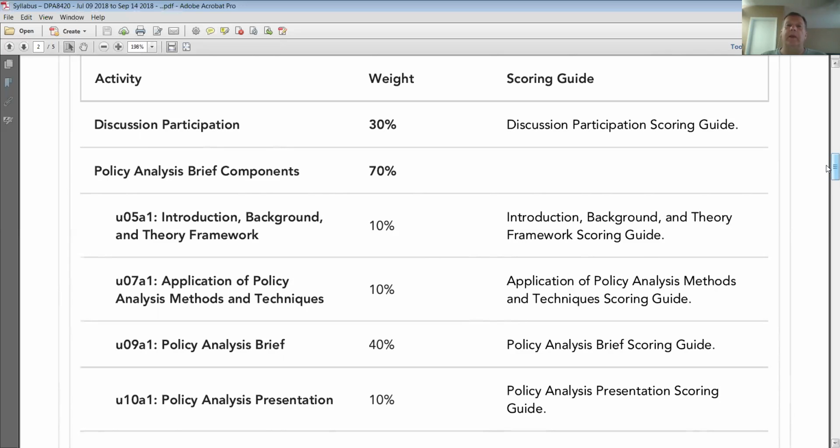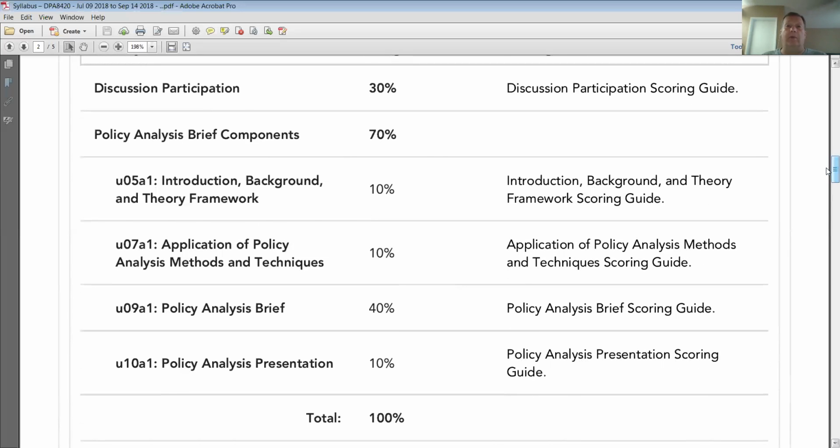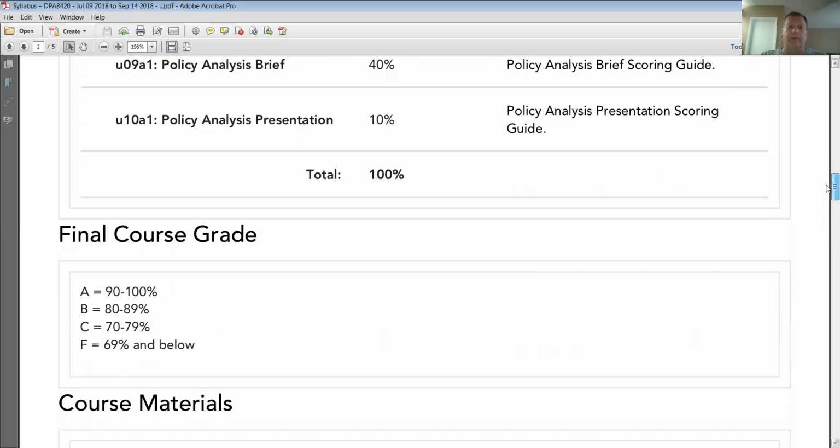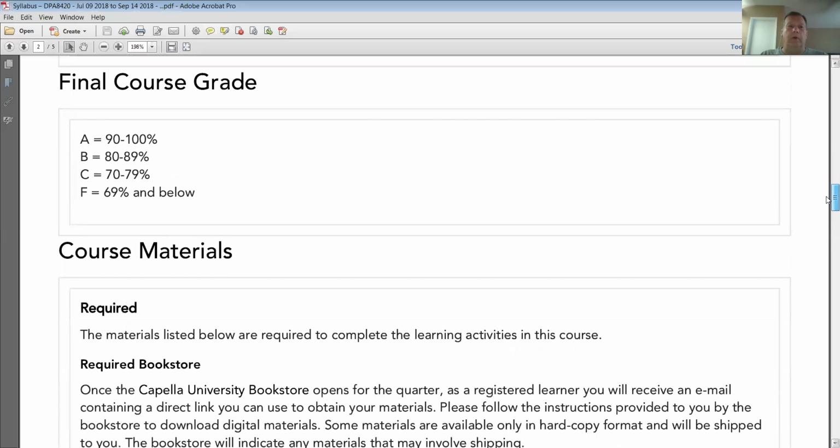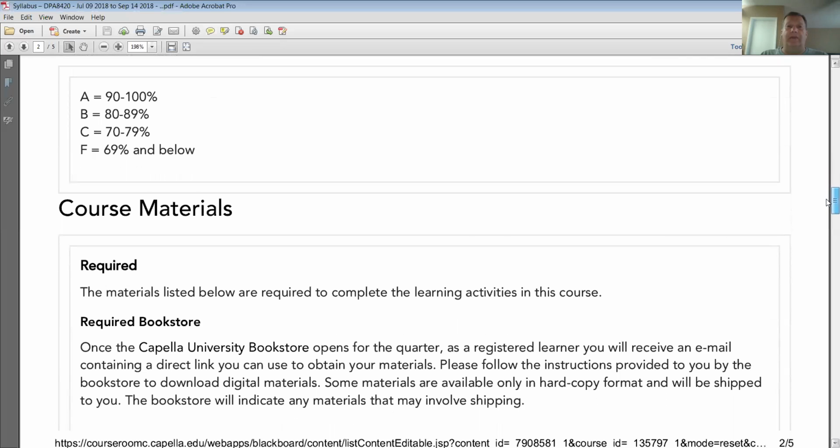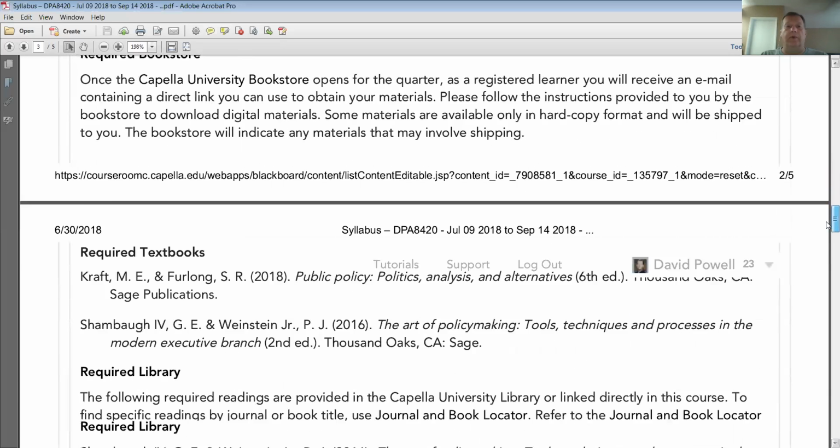It's very important, as you work on these deliverables, that you visit the rubric and review it before you construct your papers, to make sure that all the main elements that are required in the rubric are properly represented in your papers. You're familiar with the grading scale, as that's common throughout all of our Capella courses.